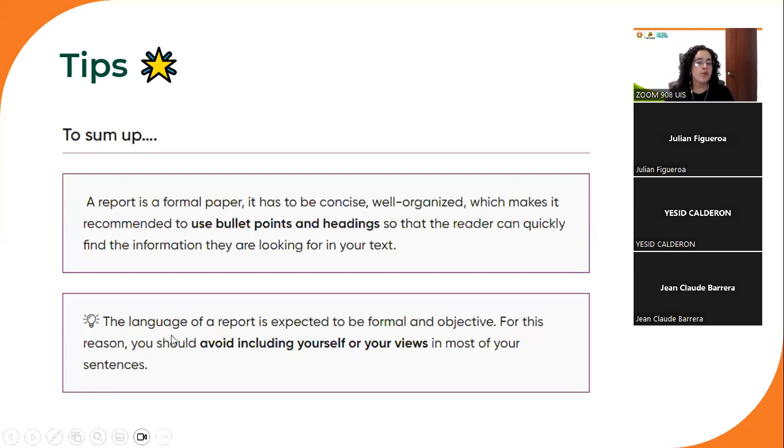The language of a report is expected to be formal and objective. For this reason, we should avoid including ourselves in the views in most of the sentences. So it cannot be such a personal text, like I think, or in my opinion, it's better. So try always to keep it objective and quite formal, okay?